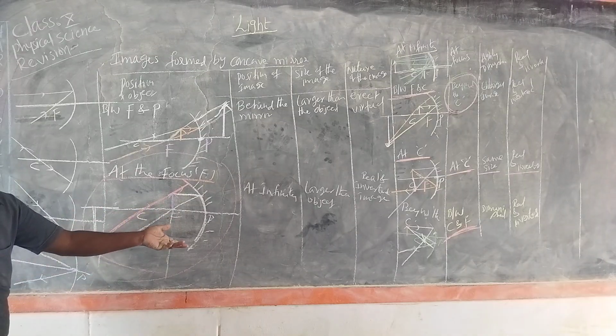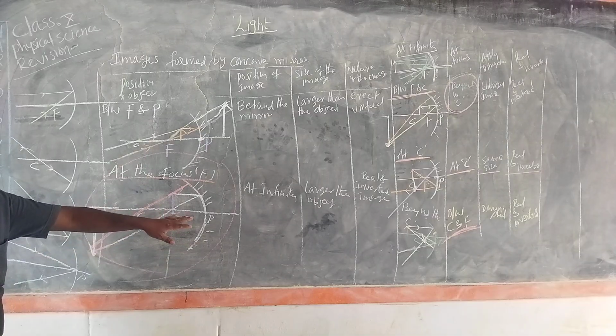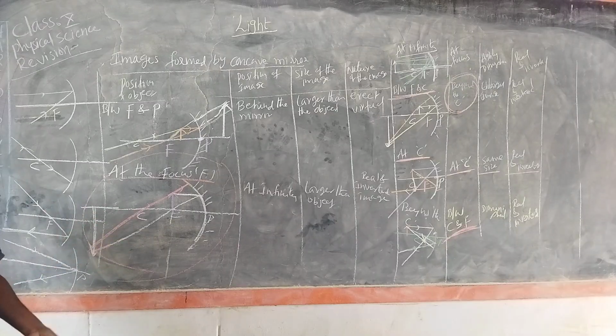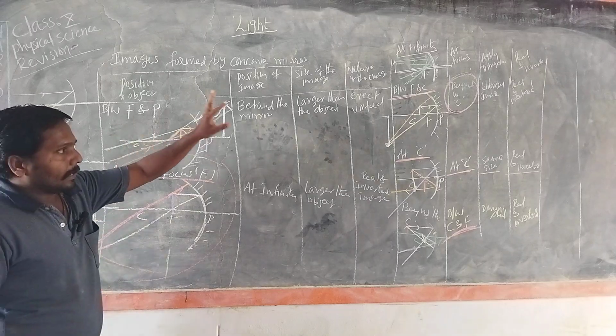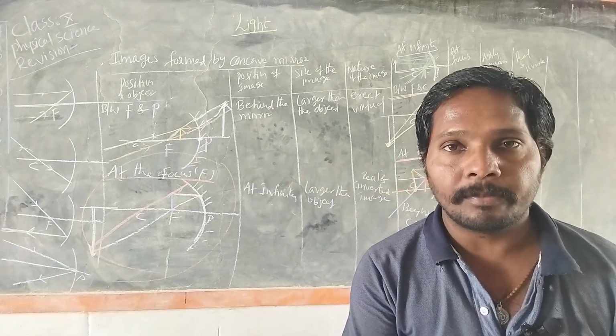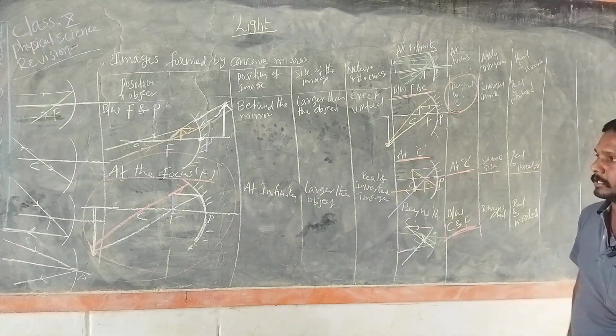What is the nature of the image? Real and inverted. Then what is the size of the image? Larger than the object. So if a ray diagram comes, learning the position of the object is easy, and the nature of the image is also easy.